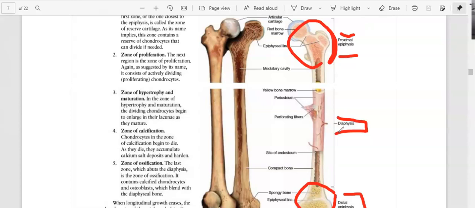So these names apply only to long bones, where you're going to have epiphysis at the top, epiphysis at the bottom. The epiphysis at the top is proximal, at the bottom is going to be distal. In the middle, you're going to have the diaphysis. So what is this part right here? This is going to be the diaphysis of this long bone.